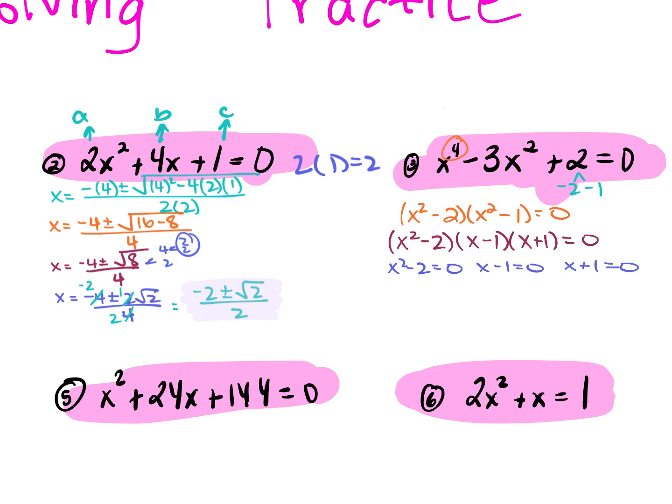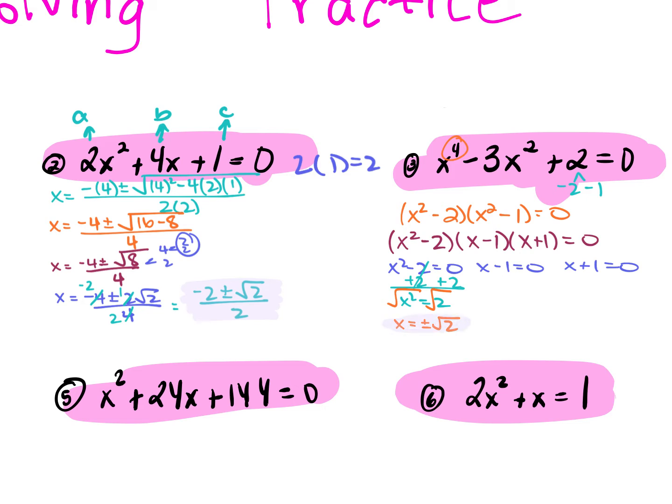For the x squared minus 2 is equal to 0, what are you moving over? So add the 2 to both sides. This gives you x squared is equal to 2. From here, square root both sides. Make sure you put the plus or minus in front of your answer. So x is plus or minus the square root of 2. That's 2 of your answers.